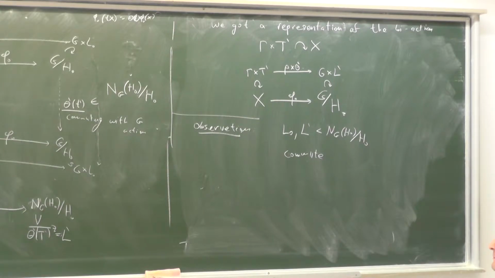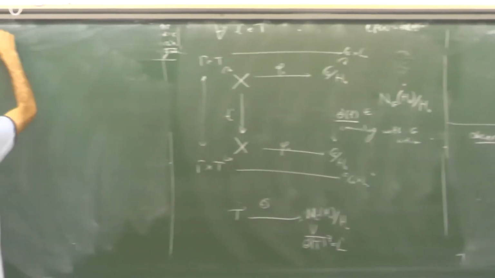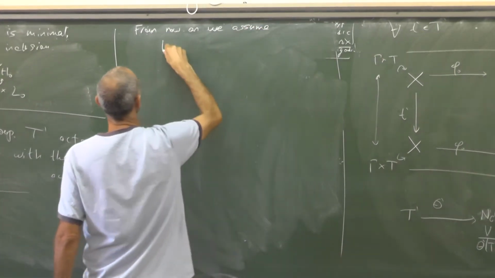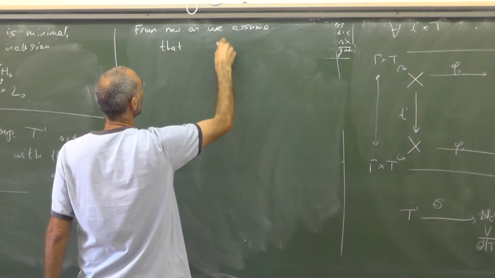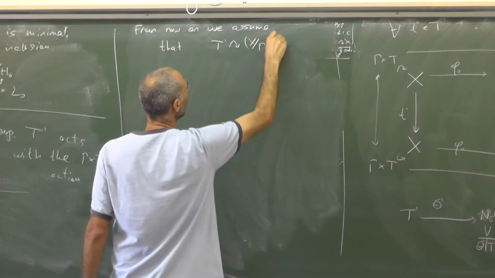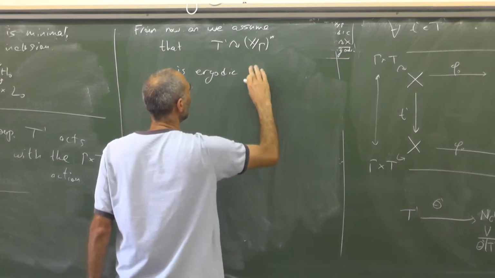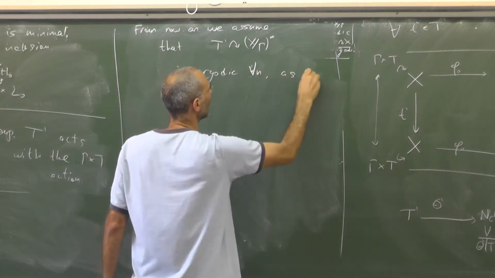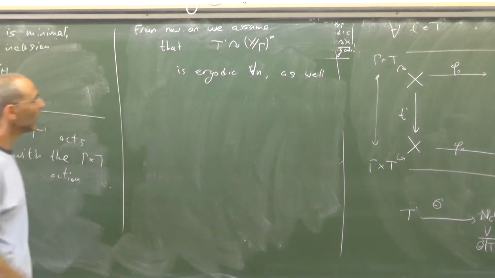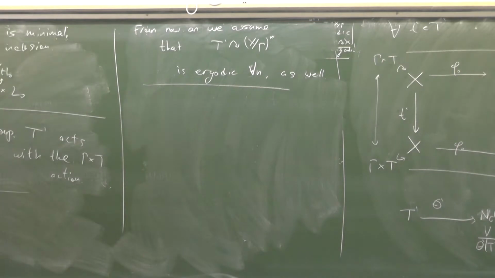From now on, we assume also that the action of t prime on x mod gamma to the n is ergodic for every n, as well as t. So this is an extra assumption that we observe to exist in the main example that directs us.